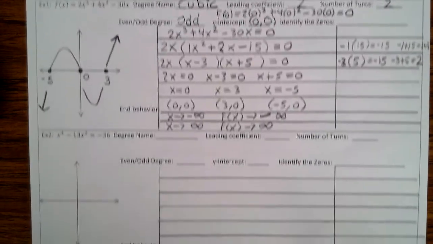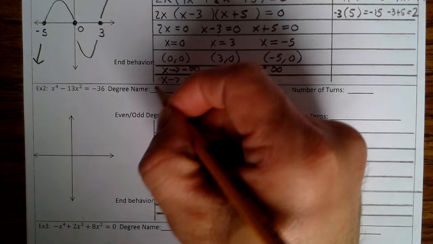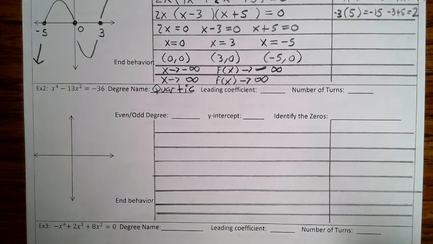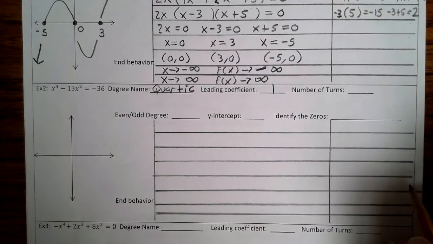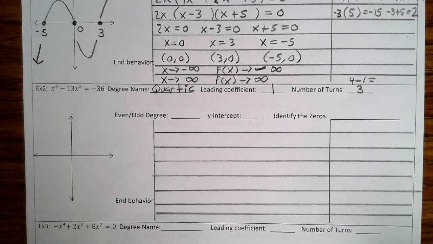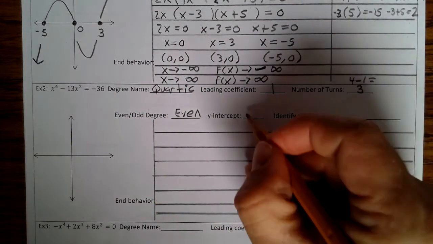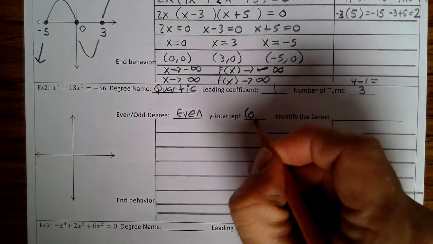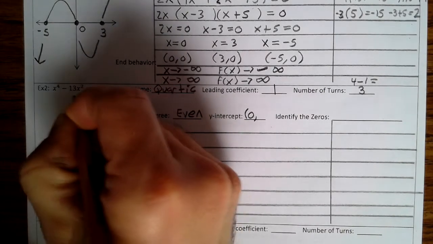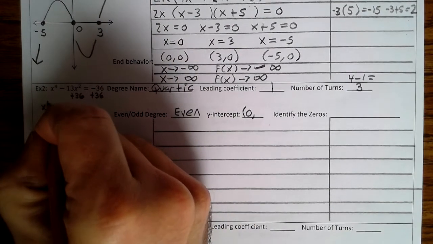Now, the degree name is quartic. The leading coefficient is 1, and the number of turns is 4 minus 1, which equals 3. Okay, it's an even degree. The y-intercept is when x is 0. Now, before we find the y-intercept, we need to add 36 to both sides. So our function is x to the 4th minus 13 x squared plus 36 equals 0.